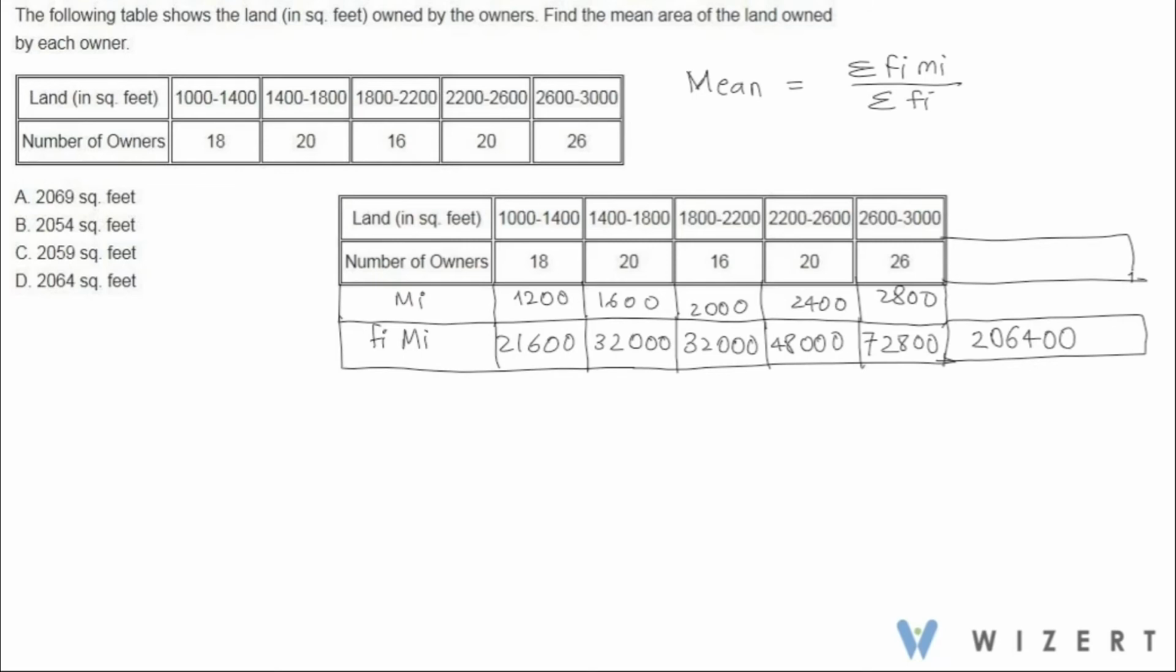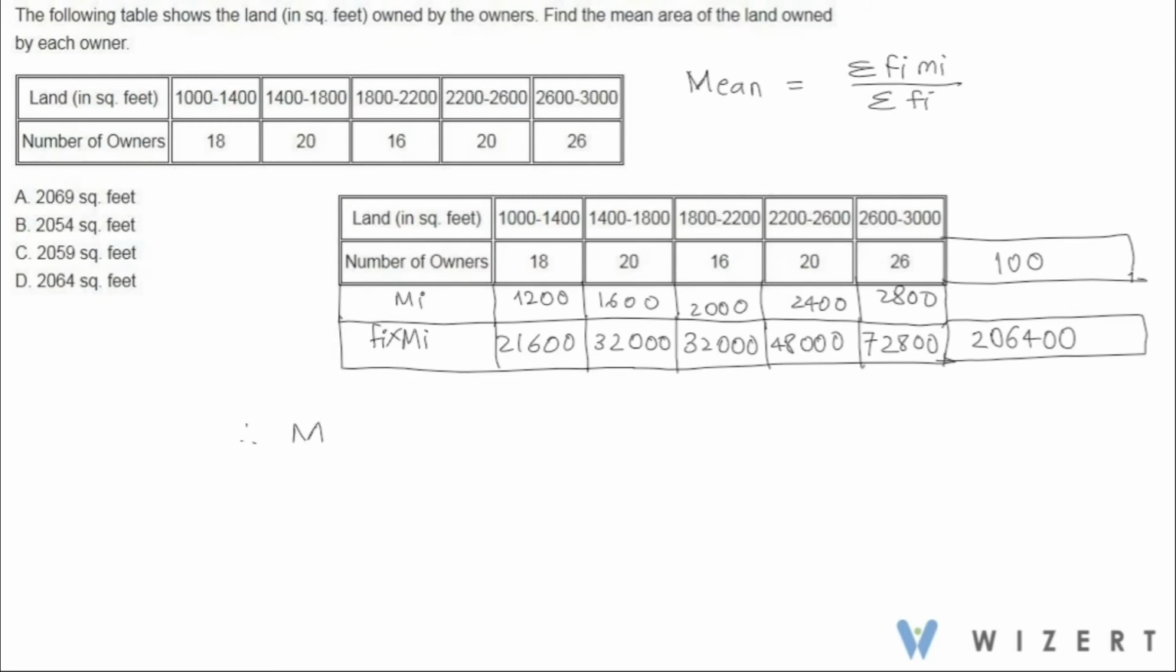So summation of this multiplication is 2,06,400, and the total of all the frequencies is 16 plus 26 is 42, 42 plus 18 is 60, 60 plus 40 is 100. So we have 100 here.